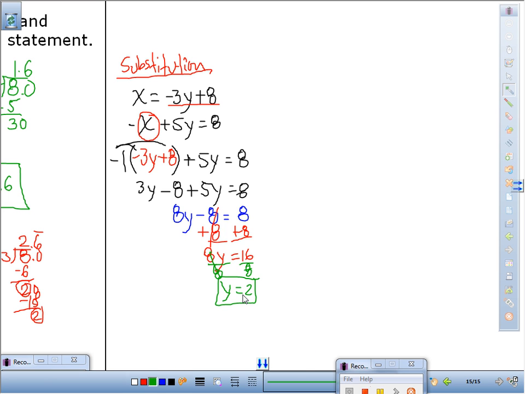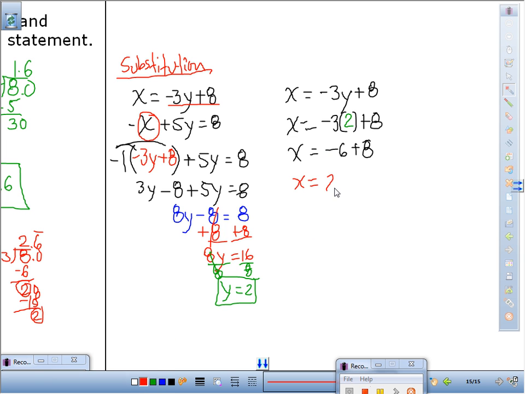Next, I'm going to substitute this one into one of the two equations. Which one do you want to use? The top one. So then I write x equals negative 3y plus 8, but instead of y, I'm going to write 2. I substitute. Bring everything else down. The negative 3 is multiplying, so negative 3 times 2 plus 8. What is negative 3 times 2? Negative 6 plus 8. And what is negative 6 plus 8? 2.